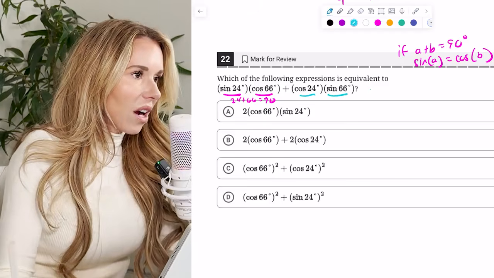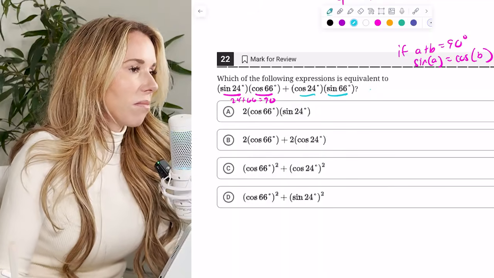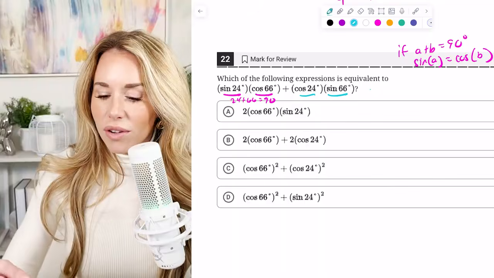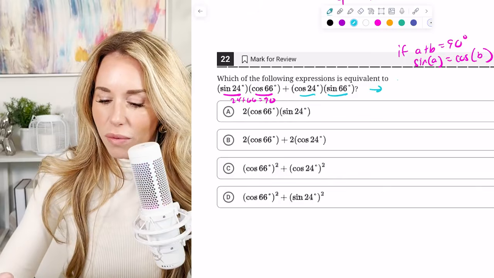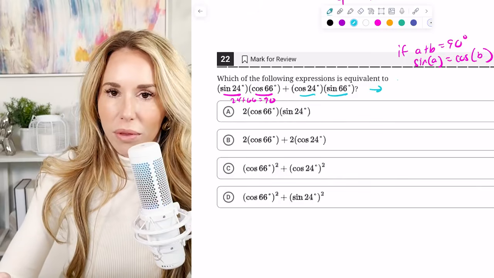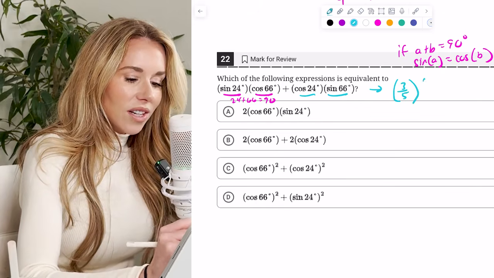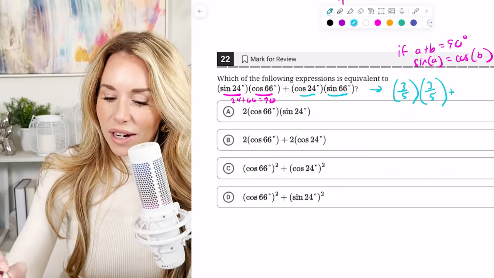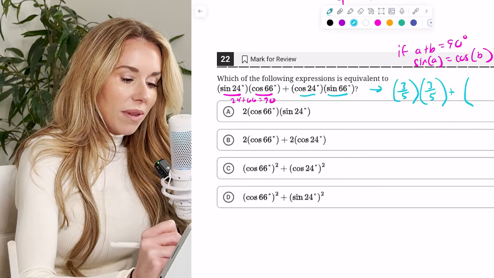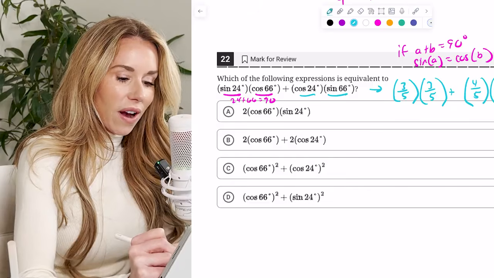I don't know how much they are offhand, and I don't want to mess with my calculator. This is derived from right triangles. So I'm just going to posit, let's just pretend sine of 24 was 3/5. Like it's a 3, 4, 5 right triangle. So cosine of 66 would also be 3/5. And then cosine of 24, maybe that's 4/5. And then the sine of 66 is 4/5.